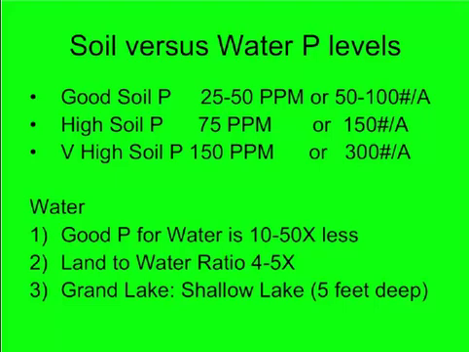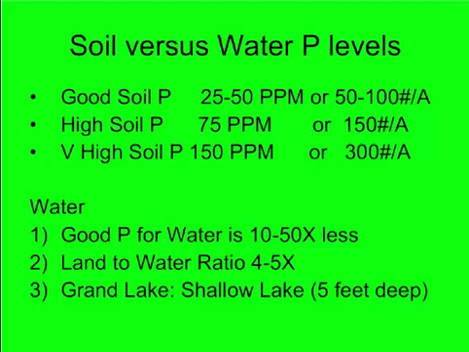Well, what's good for the soil isn't always what's good for the water. Good phosphorus for the water is about 10 to 50 times less. A key component here is our land-to-water ratio. We've got about 4 to 5 times the number of acres that we do water, so just a little bit of phosphorus leaching out of those soils or as sedimentation can cause a huge problem in a shallow lake. And that's the other key thing: we have a very shallow lake. It's on average about 5 to 6 feet deep. The average retention time is about 1 to 2 years.